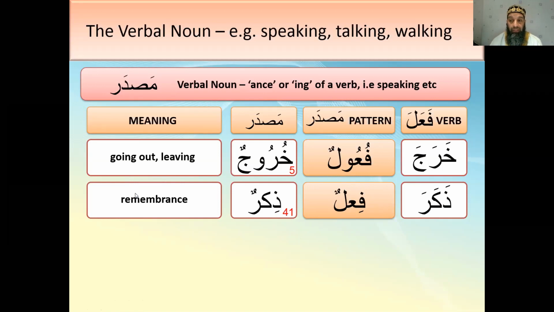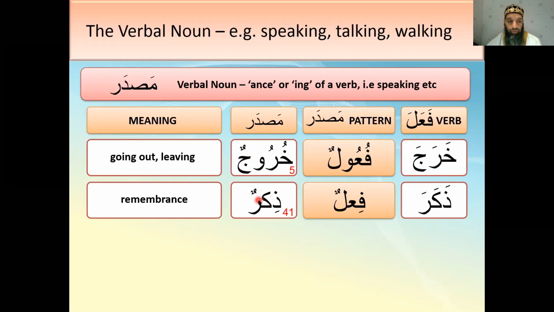Ala bi dhikrillahi. So the thing is, you might get dhikrun, dhikran, dhikrin. Remember, it can be marfu, it can be mansub, majroor. I'm just giving you the marfu one. It might be khurujan, depending on the sentence. It might be khurujin, but it's got a double ending.